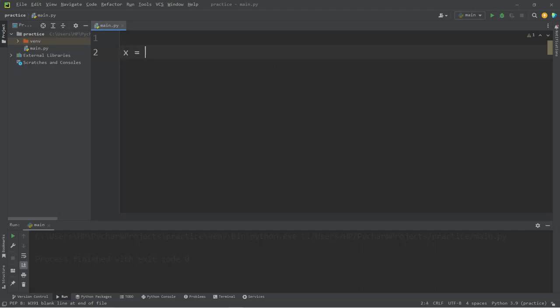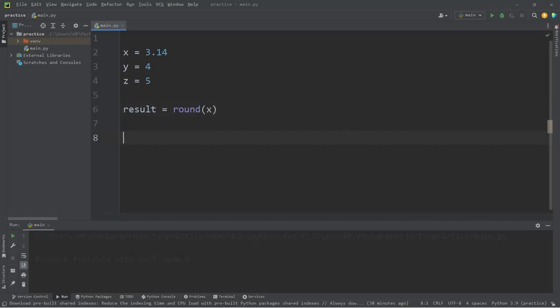Suppose we have 3 variables, x equals 3.14, y equals 4, z equals 5. It doesn't matter if these are floating point numbers or whole integers. The first is the round function. We have a variable named result. I'm going to round x. So there is a built-in round function. After the set of parentheses, we can add some value or variable to be rounded. So we will round x to the nearest whole integer, then print the result. So our result is 3.